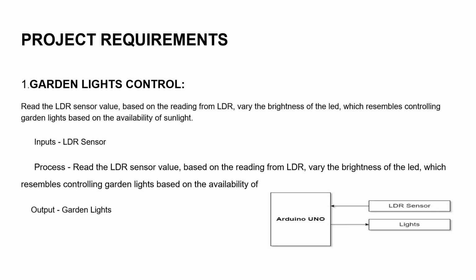In the garden light control system, we use an LDR sensor to detect the intensity of sunlight. Based on the light level, we automatically vary the brightness of an LED to simulate how garden lights can be controlled according to sunlight availability. For example, during daytime, the light remains off, while in the evening, it gradually brightens.